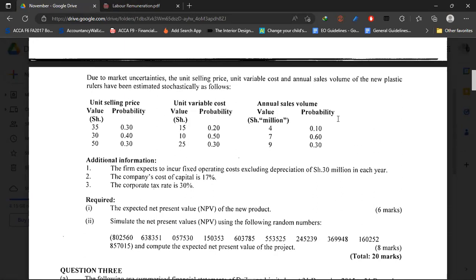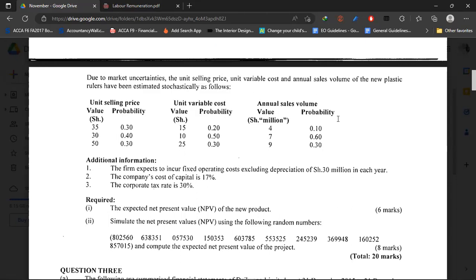We have the annual sales volume, the value, and the probabilities. The values are in million shillings. We have 4 million, with 0.10 as the probability. 7 million has 0.60 as the probability. 9 million, 0.30 as the probability.